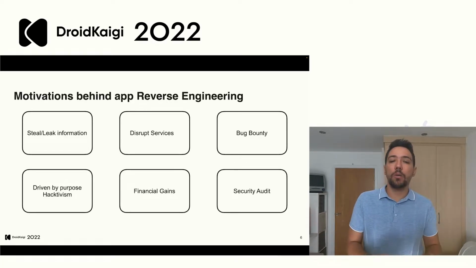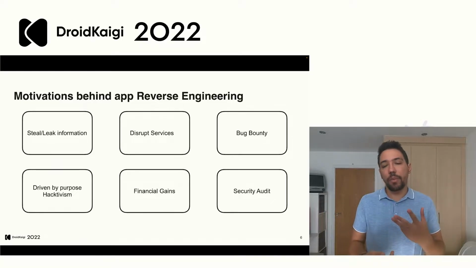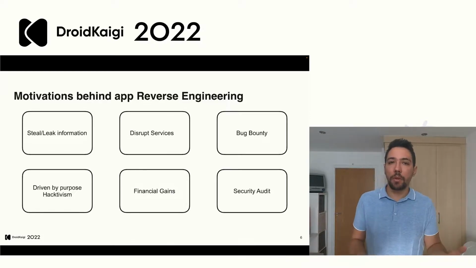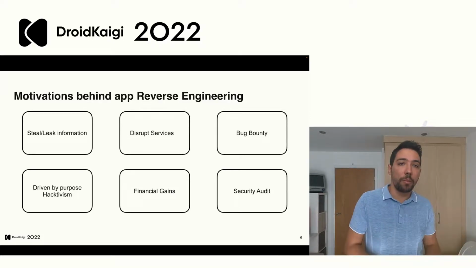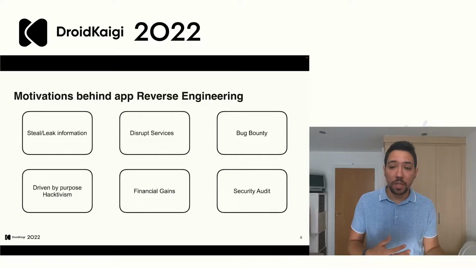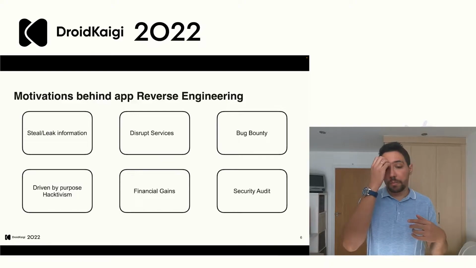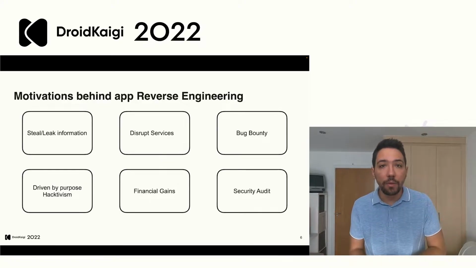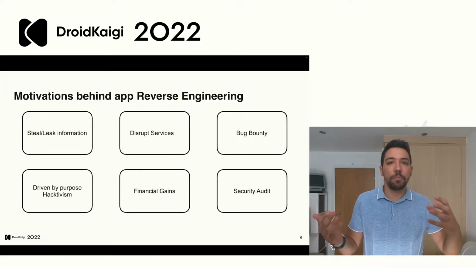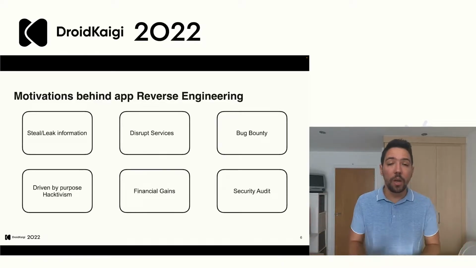Next up, let's talk about some motivations behind app reverse engineering. So why would somebody do that? So first and foremost, of course, there are some people that do that to steal or leak some information from your application, or to disrupt some services. There are, of course, financial gains involved in that, and then there are some people that are doing it for any sort of hacktivism purpose.